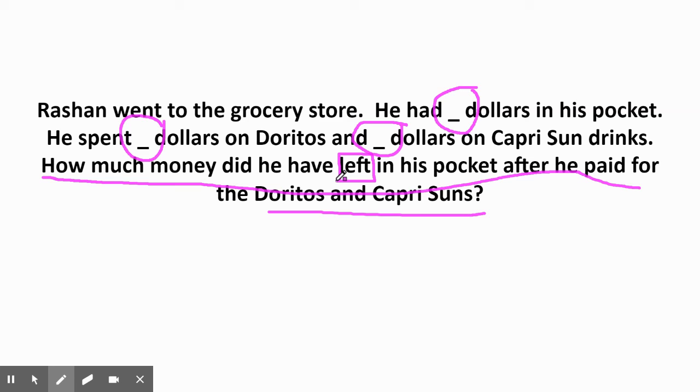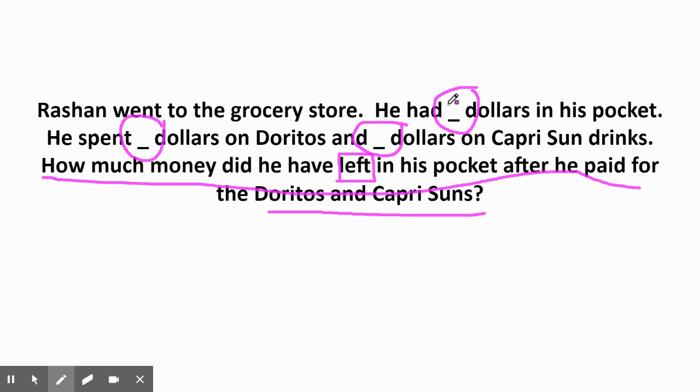All right, so when I was thinking about this problem, I saw a boy with a bunch of money in his pocket first. And then I saw him taking money out and paying for some Doritos and paying for some Capri Suns. And then I was trying to figure out how much money he had left. So now I'm going to put some numbers in here. And what I want you to do is solve this under your picture of what it looked like. And then I want you to post it on Seesaw for me.